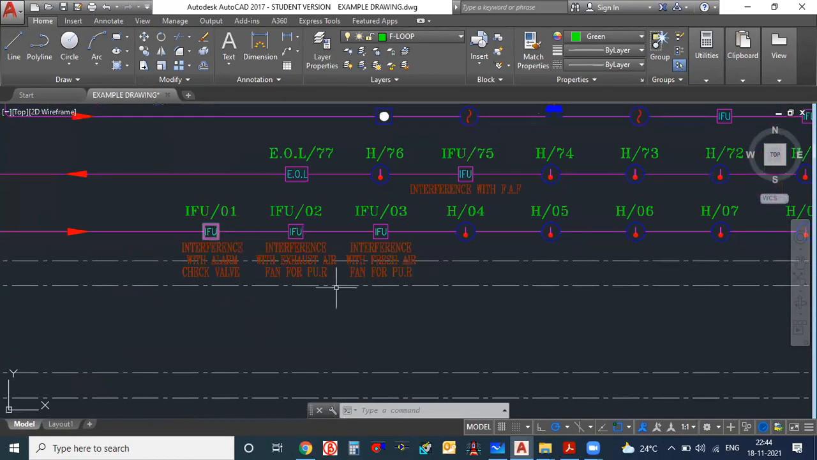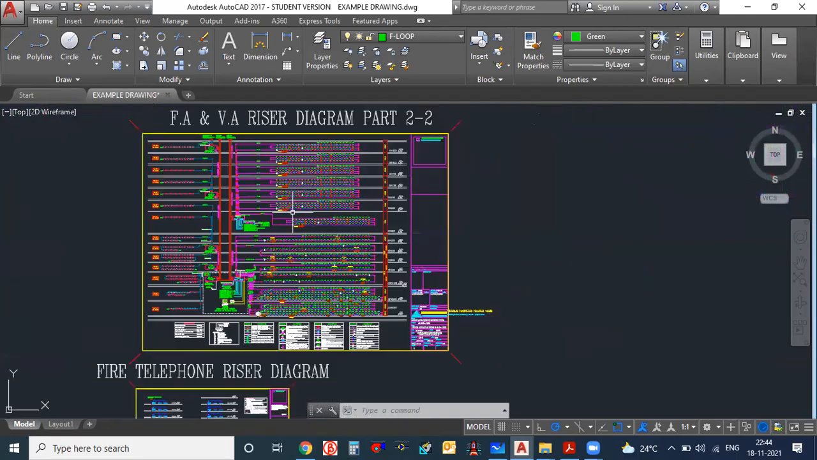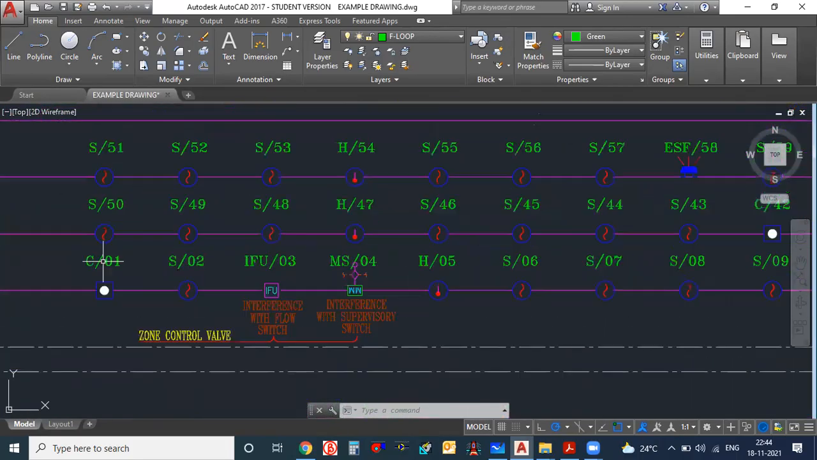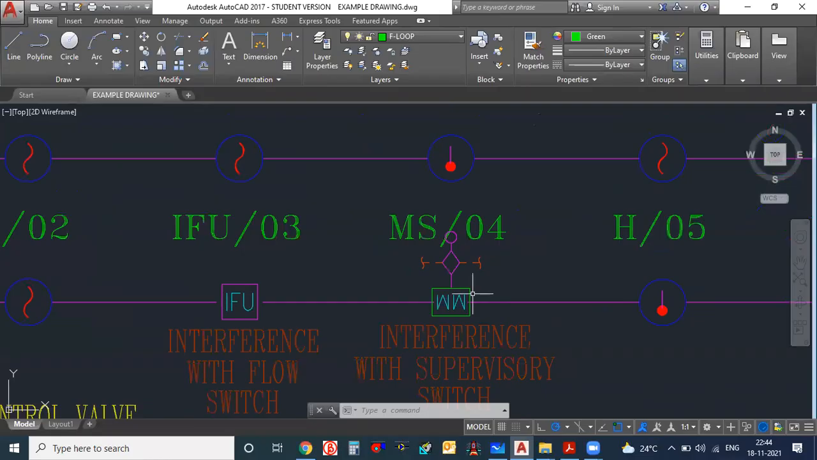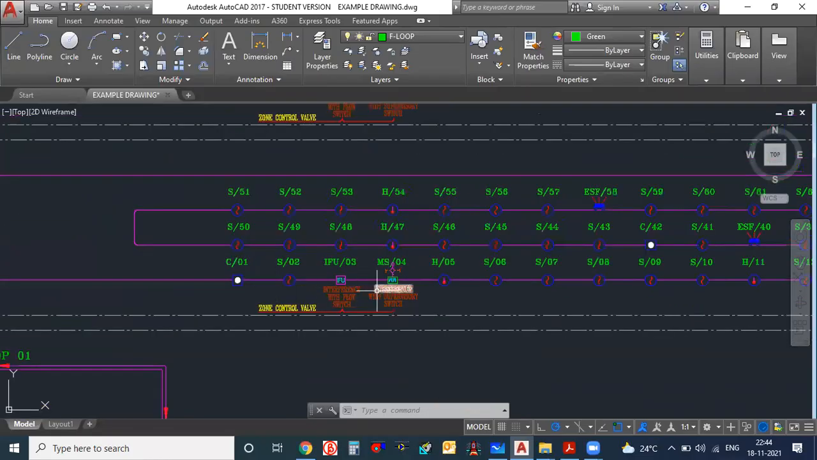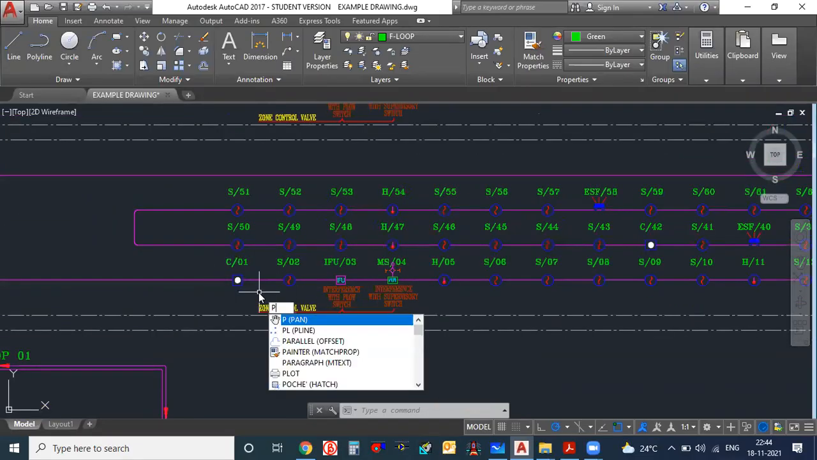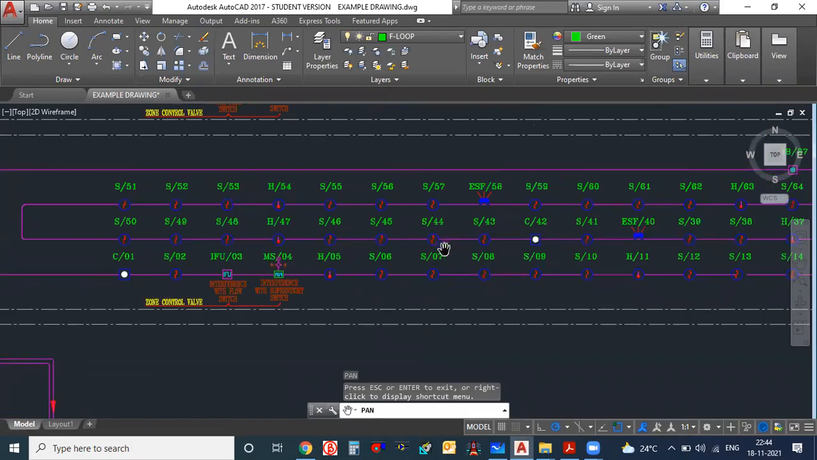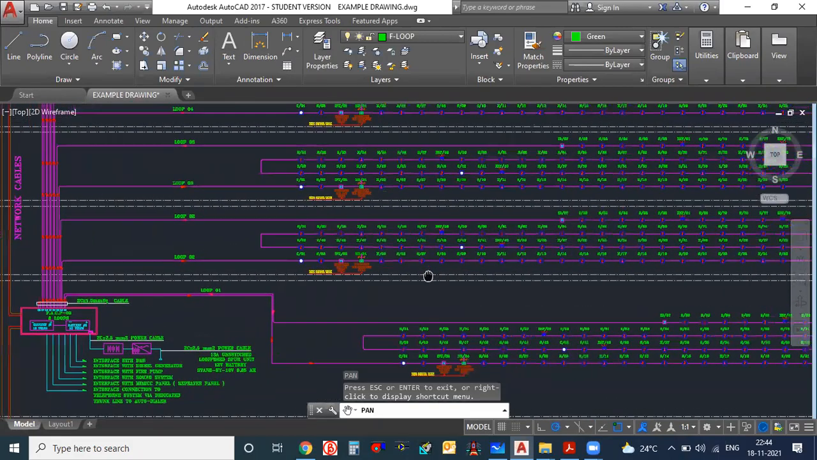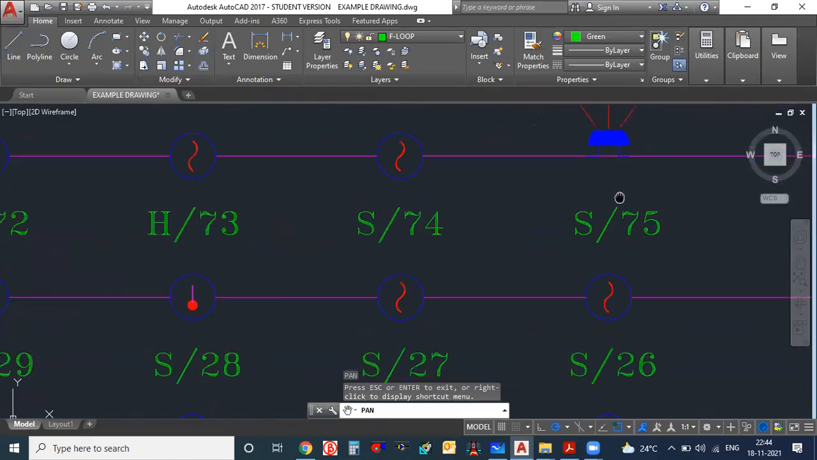Actually, here you see which we were checking. C is the call point. These are the detectors. MS is the monitor module. Now you see the monitor modules are connected in each line. Just observe this monitor module. This monitor module is supervising this particular loop, and you can see there are so many devices connected here.